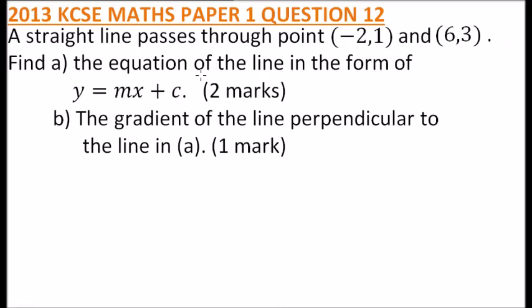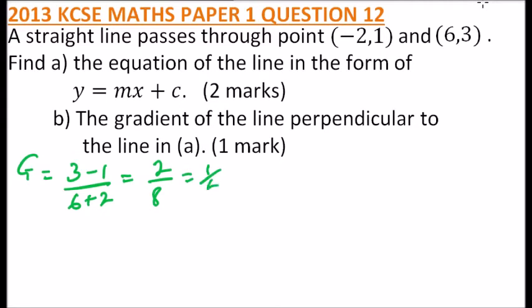So to get the equation, we need to get the gradient, and we are going to use the 2 points to get the gradient. So the gradient of the line is equal to 3 minus 1 divided by 6 minus (-2), that will give us positive 2 over 8, which is the same as 1 over 4. Now we have the gradient. We can now get the equation.